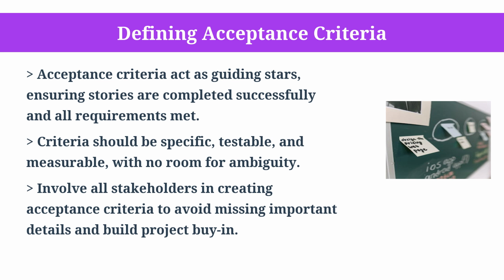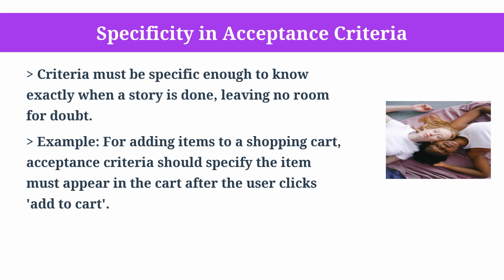Next up, we want these criteria to be testable. They should spell out exactly how you'll know when something works as intended. This means no room for ambiguity. Every point should be clear and measurable.